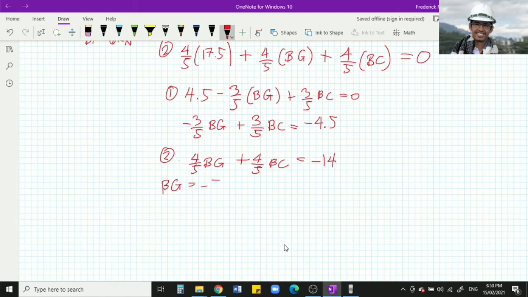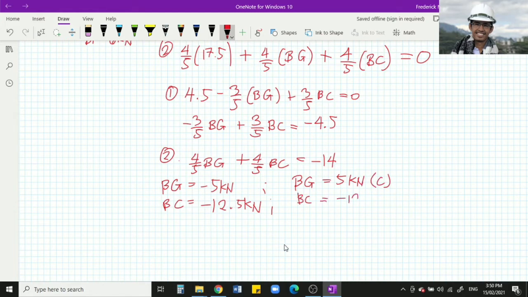So, BG is negative 5 kilonewton. And yung BC natin is equal to negative 12.5 kilonewton. Okay? So, negative yung sign, so compression. Okay? So, yung final answer will be BG is equal to 5 kilonewton compression. And BC natin will be negative 12.5. Alisin na natin yung negative kasi isasabihin naman natin siyang compression. Okay? So, 12.5 kilonewton compression.